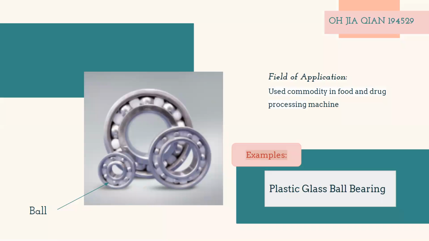Next, we will see the example of using this soda glass, which is the ball in the plastic glass ball bearing as shown in the picture. So the field of application is used in food and drug processing machines.